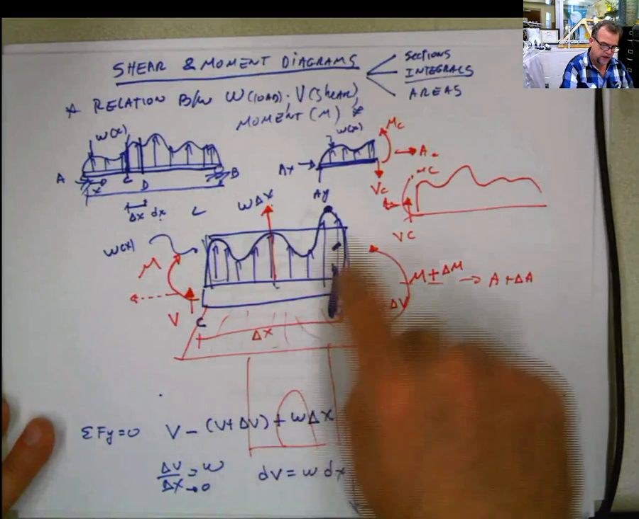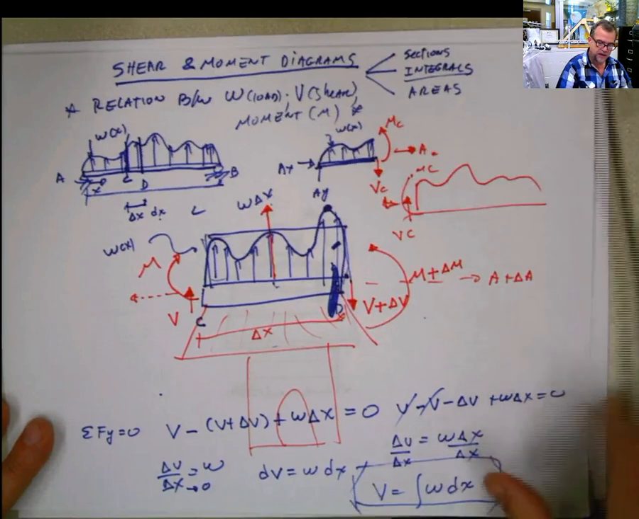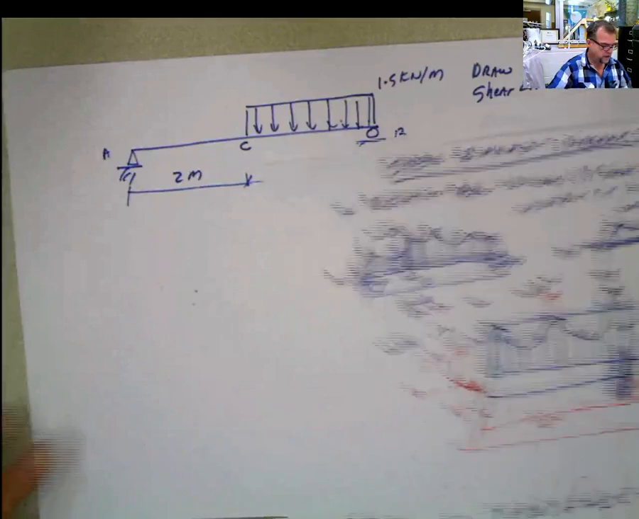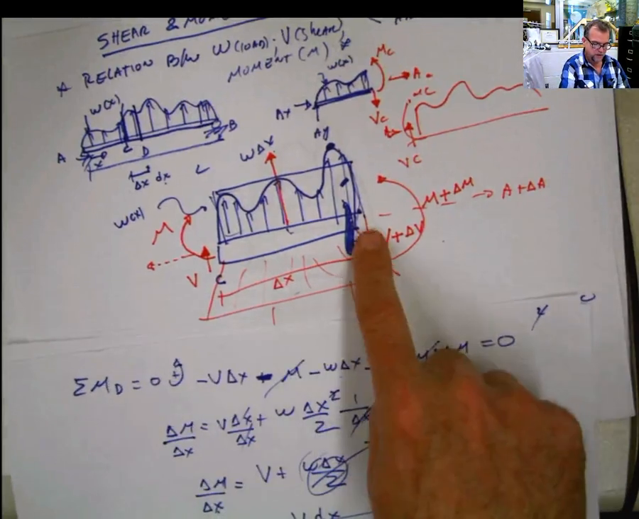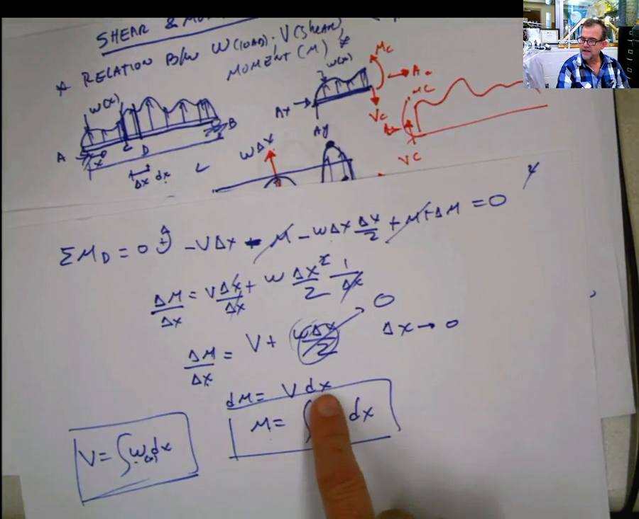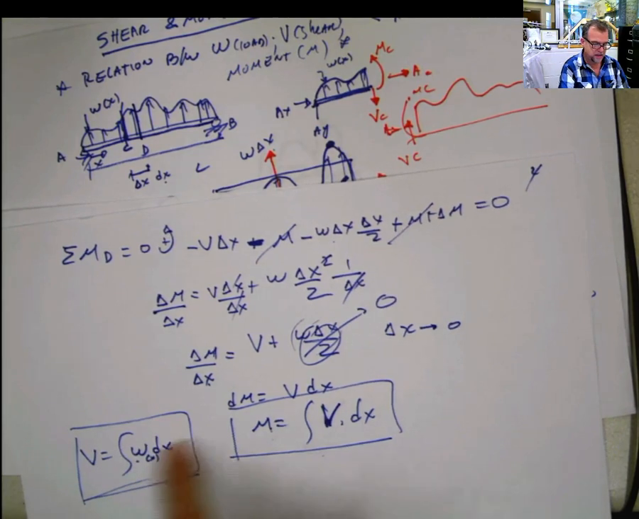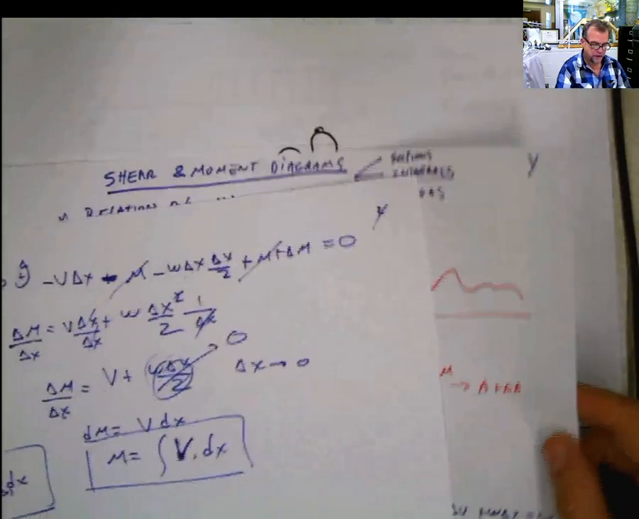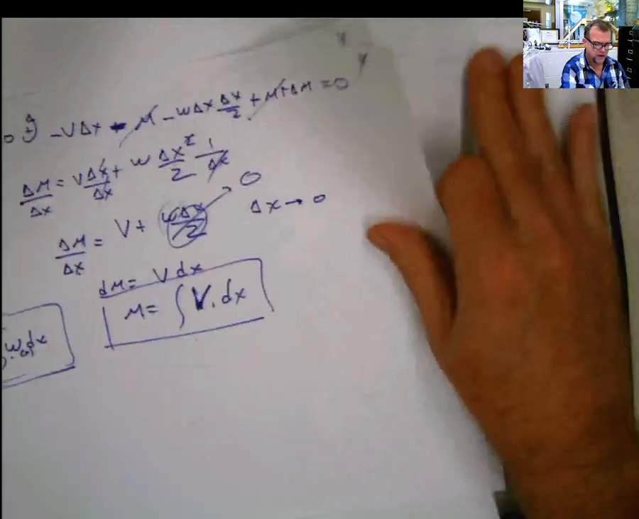We did summation of forces with this load here, and we found that the shear was the integral of W dx. Then we did moment with respect to Snoopy's ear, and we went through the moment and found the relation that says the moment is the integral of V dx, and the shear is the integral of the load times dx. I strongly suggest you go back and review what we did last time, because this relation is important. I know it's theoretical, but it's important for you to have that background knowledge.